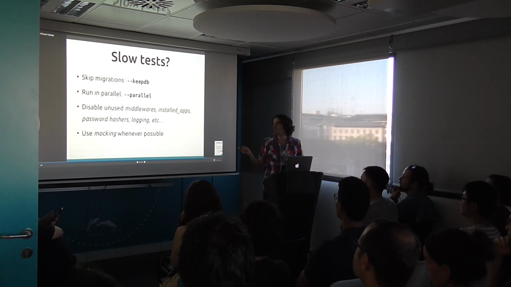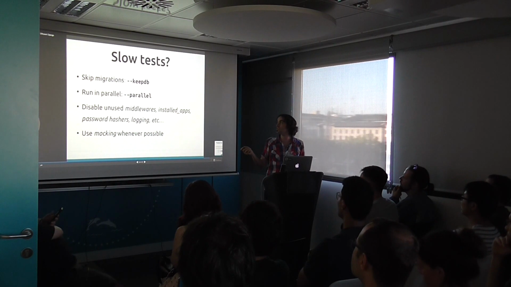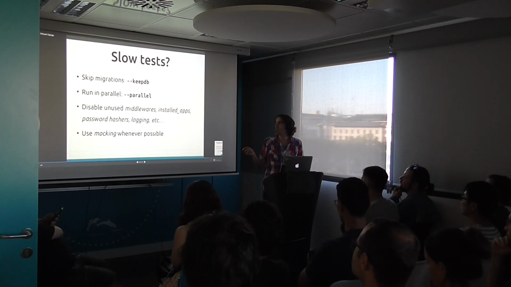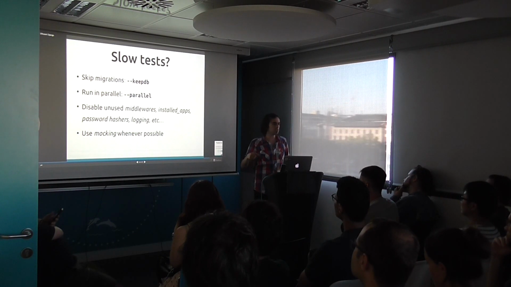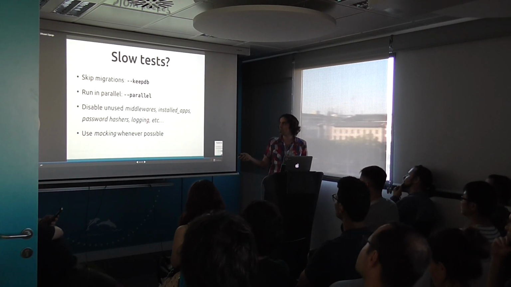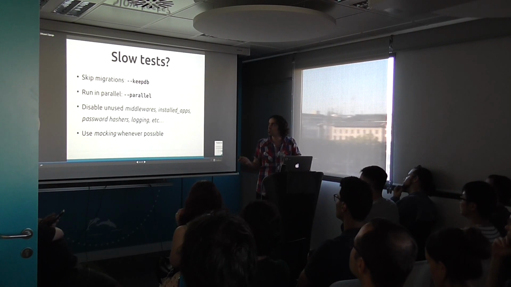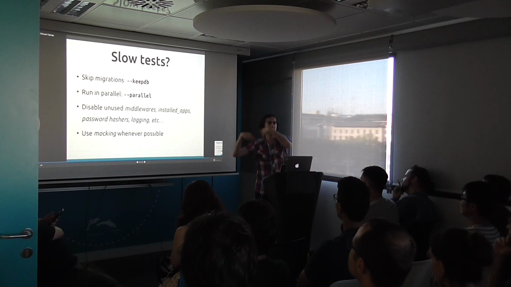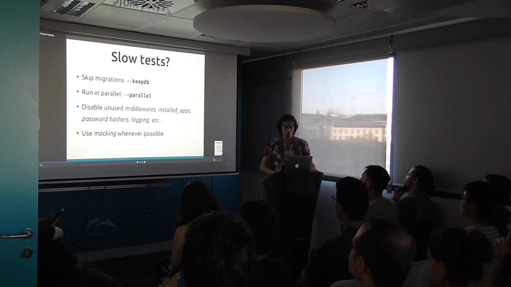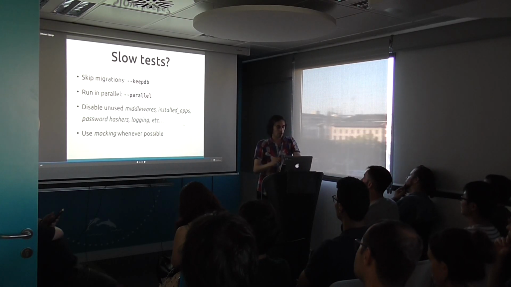Remove the installed apps you are not using. This doesn't help you a lot because this will take just some memory. But if you had slow apps, this could save a lot of time. So remove everything you are not using. Go to the settings, and for the password hasher, use MD5, and for logging, disable everything you don't want. Just remove stuff. It will be faster in an easy way. And this is the low-hanging fruit. Also, use mocking whenever possible. If you are doing unit tests, you should always use mocking because you are not expected to go to external services or even to the file system or a database to do stuff, because you are testing your own logic, not the third-party logic.